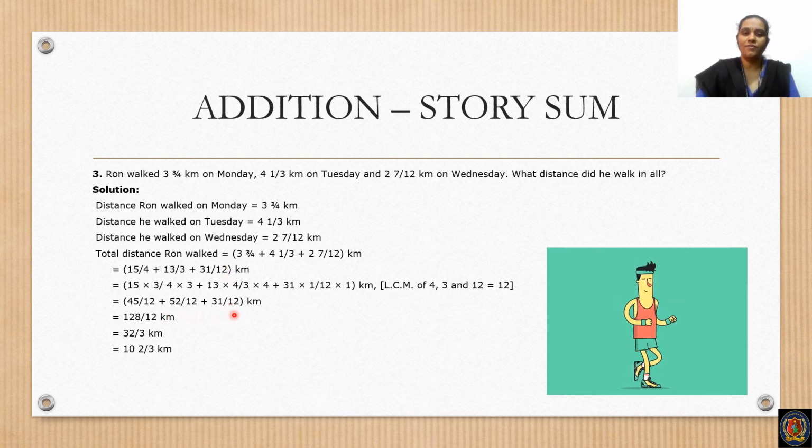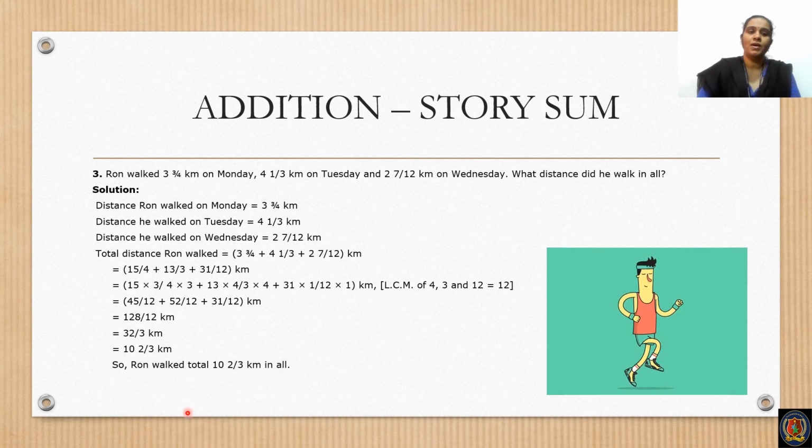Now we have the three fractions whose denominators are all same, 12. Now add the numerators. 45 plus 52 plus 31 gives you 128. 128 by 12 kilometer is the distance that he walked on those 3 days. It is an improper fraction. We can simplify it and convert it into a mixed number. So it becomes 10 2 by 3. So Ron walked the total distance of 10 2 by 3 kilometers in all.